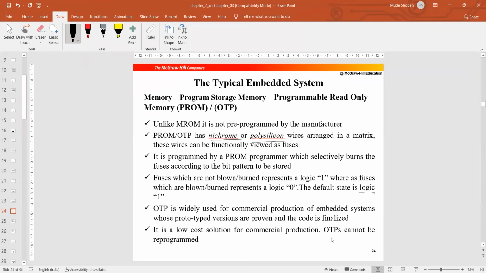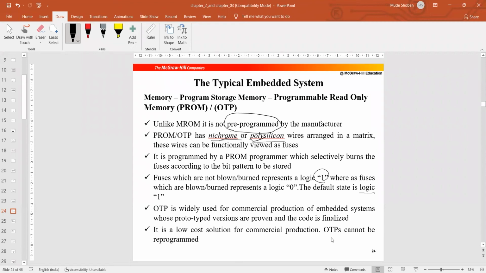See, unlike MROM, it is not pre-programmed by the manufacturer. The difference between masked ROM and PROM is that it is not pre-programmed. So the user can program it or load it into the memory. PROM can use nichrome, the material used in that component, and polysilicon. So these are the two materials that can be used for PROM. And fuses which are not blown or burned represent a logic 1, whereas fuses which are blown are turned off, representing logic 0. That is, once the switch is connected or open, in that case.